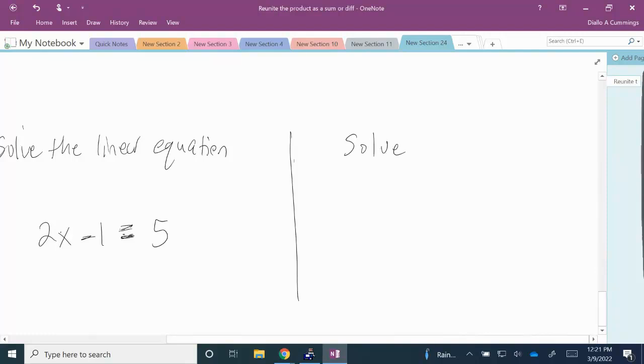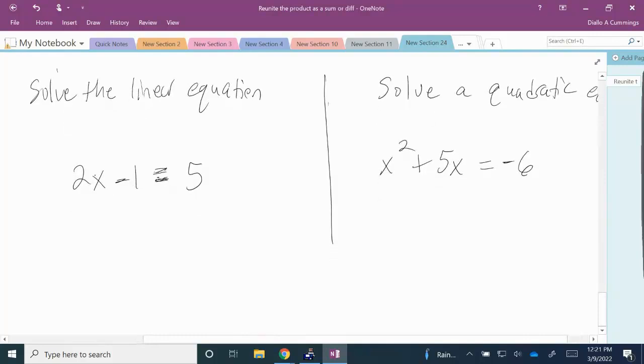Okay, on the next instance, we're going to solve a quadratic equation. So let's say we have x squared plus 5x is equal to negative 6. This is a quadratic equation because the highest power is a square. Now, the way you solve these things are totally different.